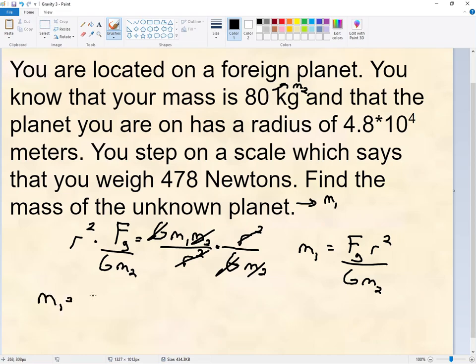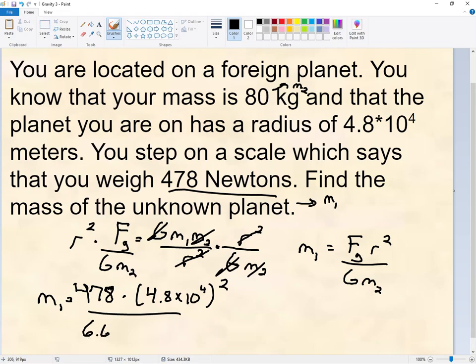M1 equals. The Fg is the force of gravity, which we know is 478 newtons. So that would be 478 times the distance squared. So the distance here is this number here. That's the distance from the surface, so it's like from the surface to the center. So that's 4.8 times 10 to the 4th squared divided by G, which is 6.67 times 10 to the negative 11 times M2, which was just 80.